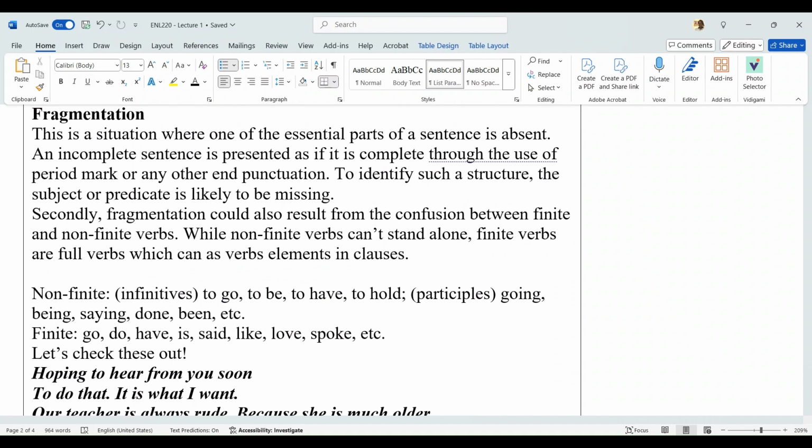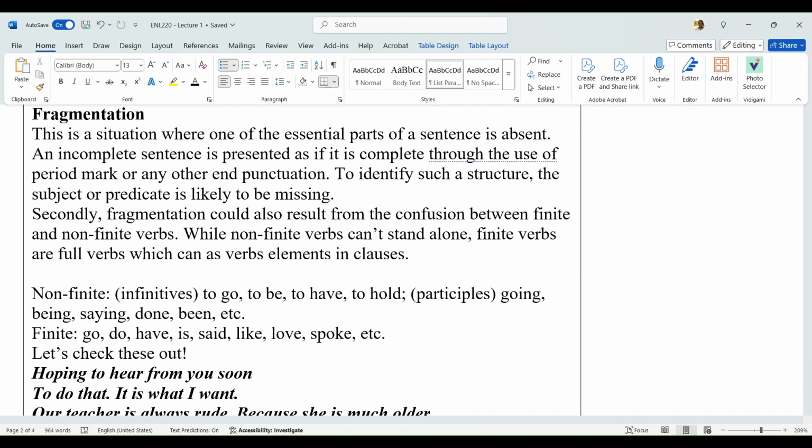Now, an incomplete sentence is presented as if it is complete through the use of a period mark or any other end punctuation. If you have watched a video on punctuation marks, we talked about the end punctuation mark as different from the internal punctuation marks. To identify such a structure, the subject or predicate is likely to be missing. Fragmentation can also result from the confusion between final and non-final verbs.